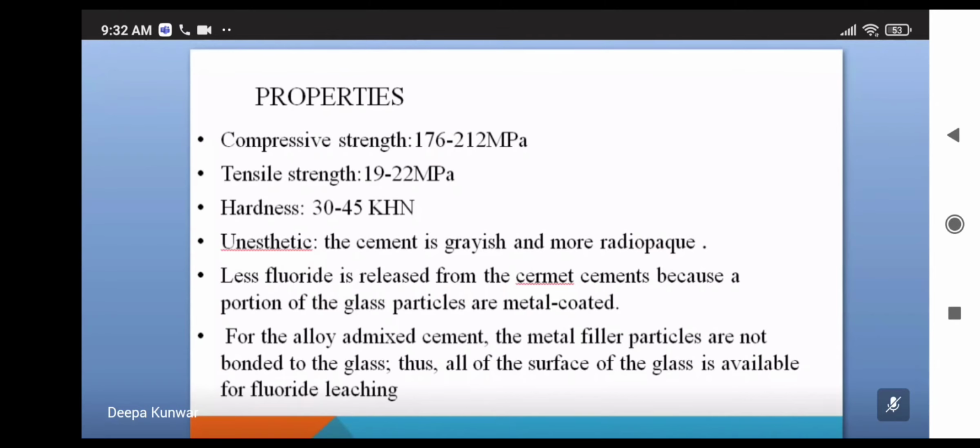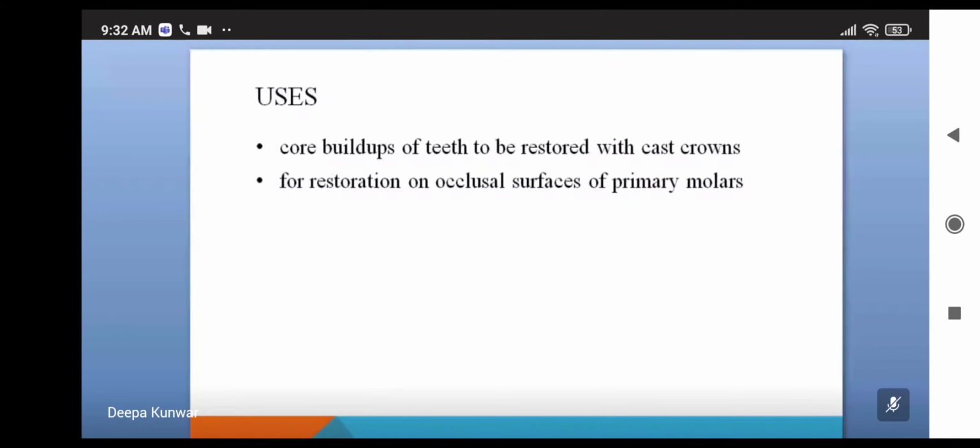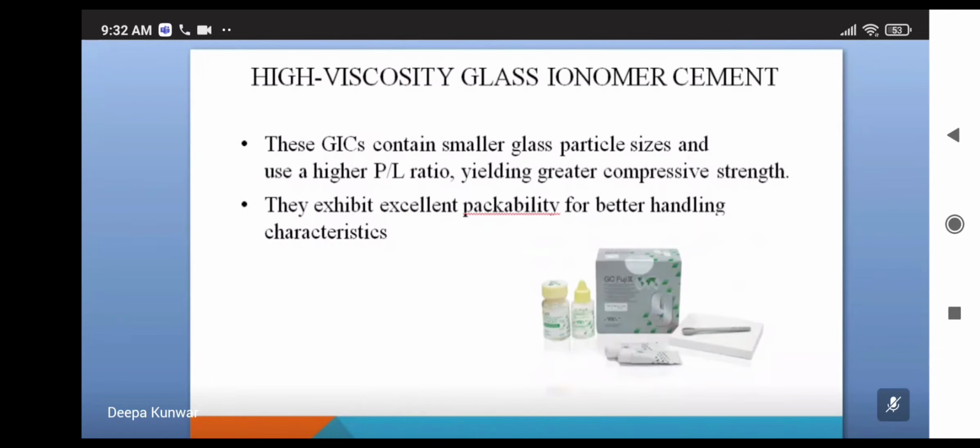Measuring on the occlusal surface of the primary molar. Glass ionomer powder has a greater compressive strength. Okay, this exhibits excellent packability for better handling characteristics. Okay, this is the type 9 glass ionomer cement.